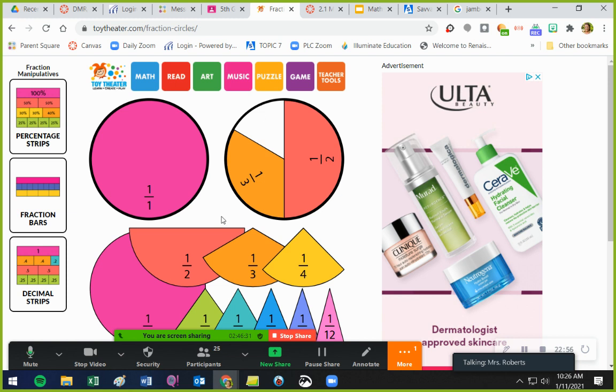Right now, yes, these are different size pieces, so I can't just say I have 2 pieces, or 2 out of 2, or 2 slices of pizza. That's not what we're dealing with. We're dealing with half of the pizza and a third of the pizza. So how much of a total pizza do I have? I've almost got one whole.